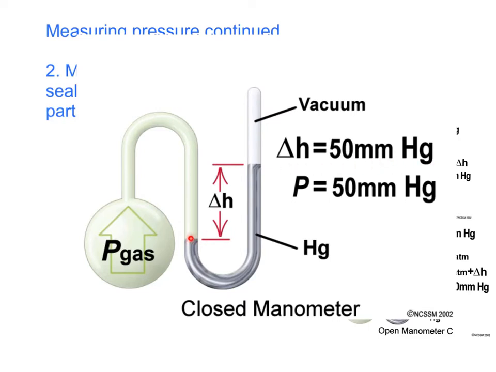You can see we have a delta H of 50 millimeters of mercury, so the difference between this height and this height is 50 millimeters. That means the pressure can be 50 millimeters of mercury in that. So that's a closed-end manometer.